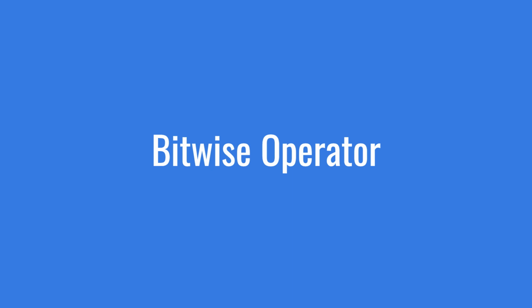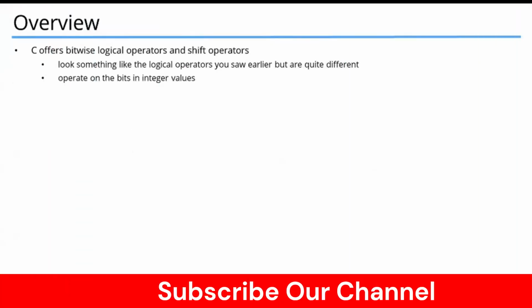You can do the same thing with these type of operators, but let's get into more detail and tell you exactly what they are. So C offers bitwise logical operators and shift operators. Those terms might be completely unfamiliar. They look like logical operators, but they are quite different. They don't do any kind of Boolean evaluation. They don't evaluate true or false. They look like the ampersand, the two ors, but they are not doing any kind of Boolean evaluation.